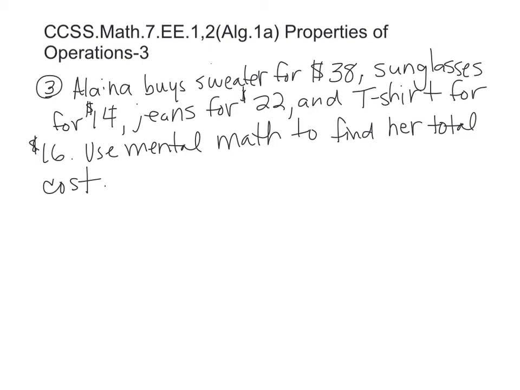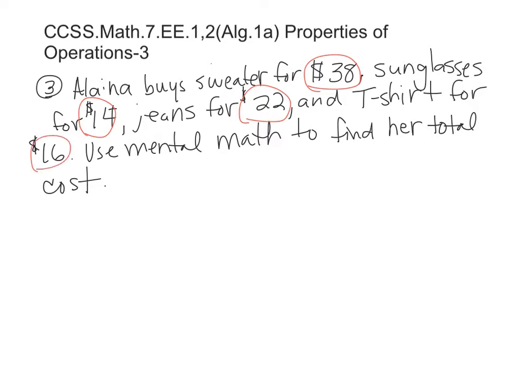Common Core State Standards Math, 7th grade, Expressions and Equations 1 and 2, Algebra Point 1A in the Graduation Standards, Properties of Operations. This is a word problem that we're going to be looking at, and we'll pull out some of the math. So, Elena buys a sweater for $38, sunglasses for $14, jeans for $22, and a t-shirt for $16.